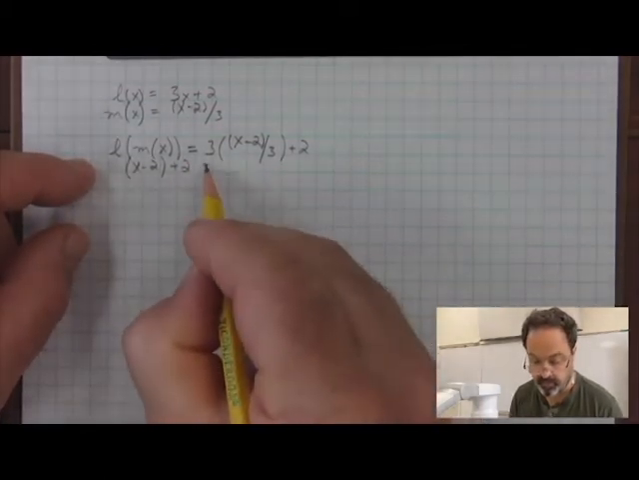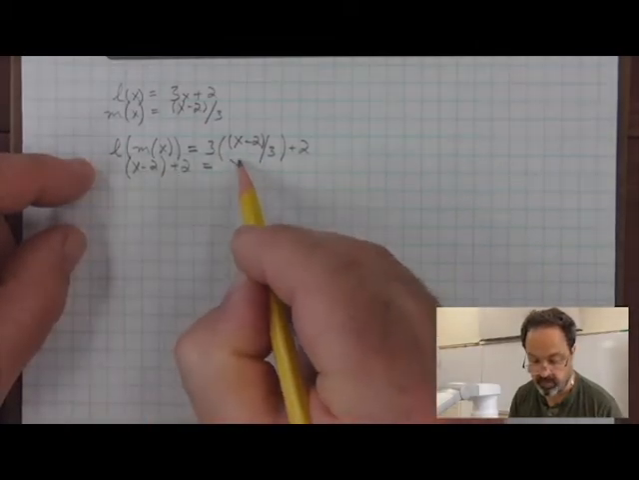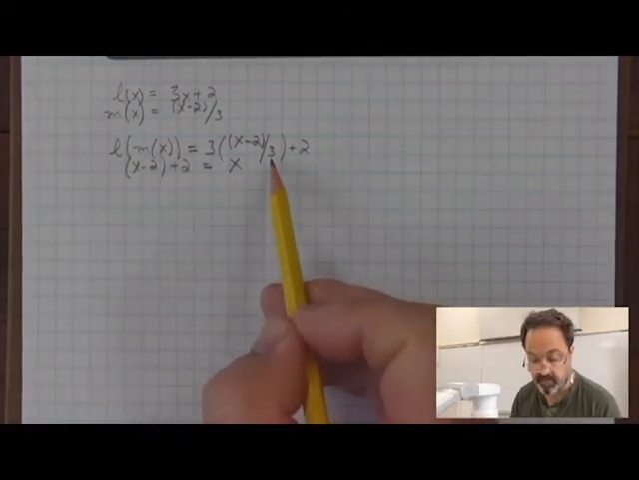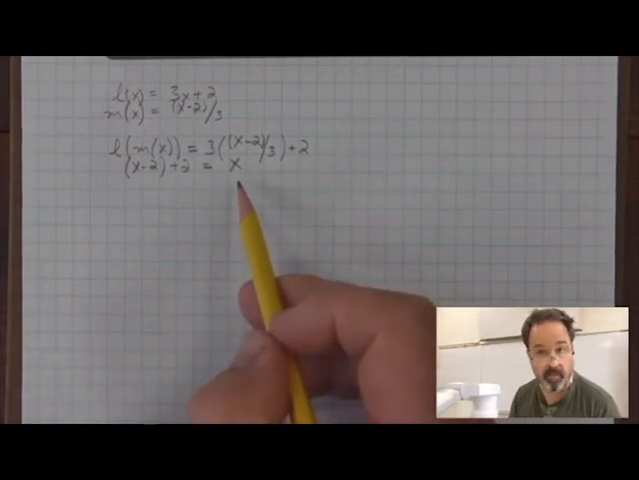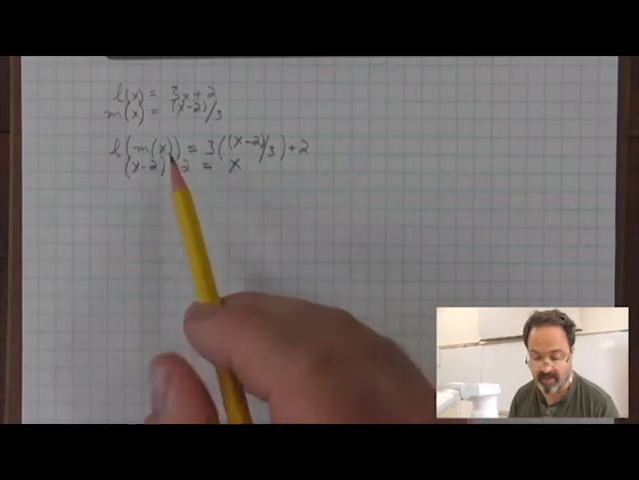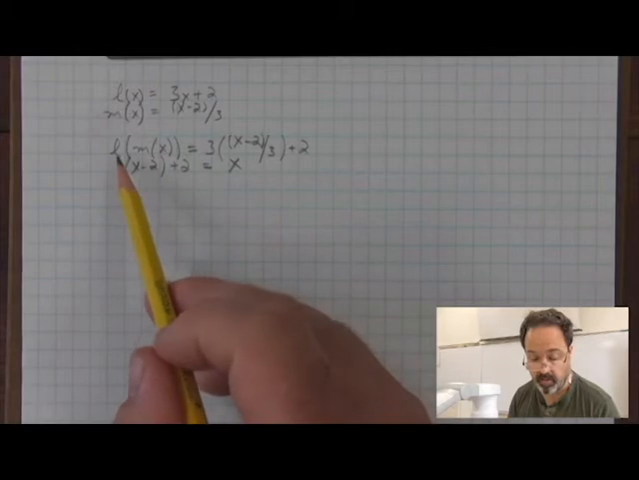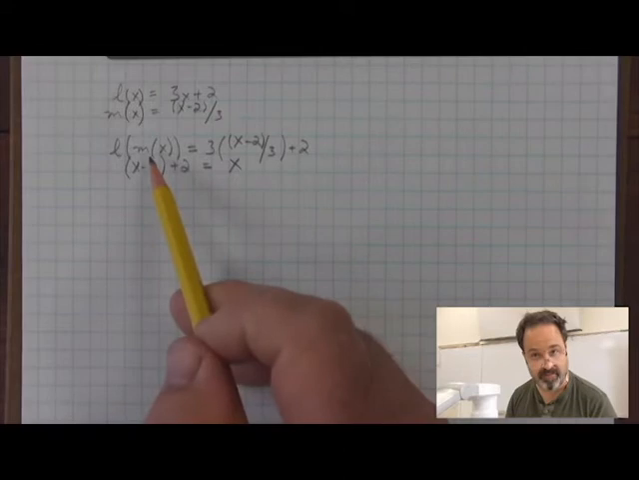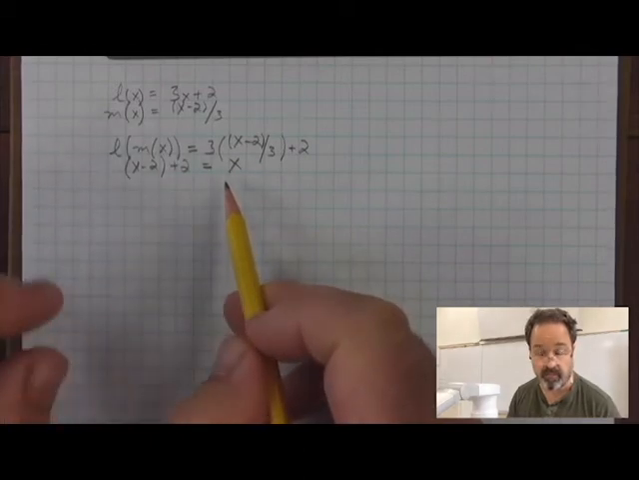I can simplify this further. If I drop the parentheses and subtract 2 and add 2, they cancel out, leaving x. This isn't a surprising result that the composite function's expression reduced to just x. That doesn't often happen, but when it does, it indicates that L and M are inverses of each other. What happened when I composed L with M is that L's expression canceled out M's expression, leaving simply the variable x. L and M are inverses of each other.